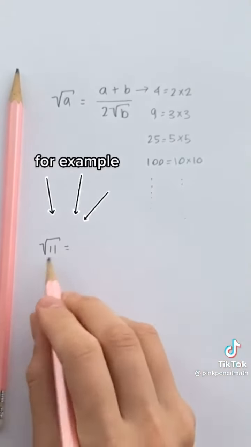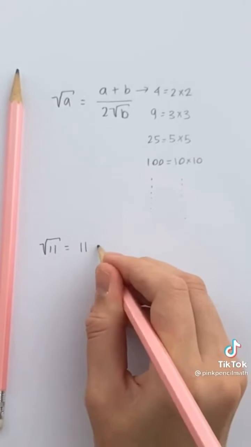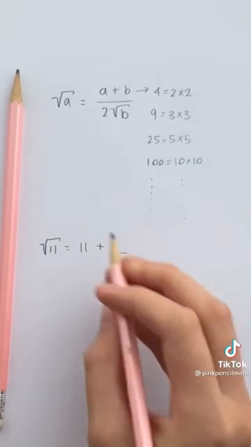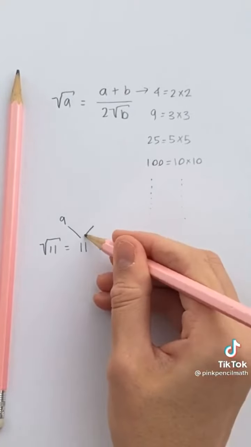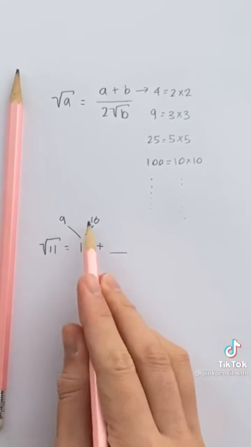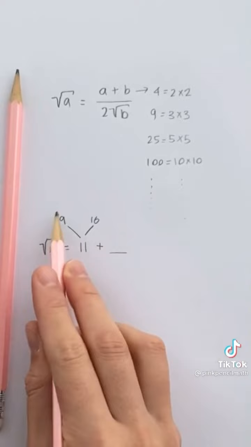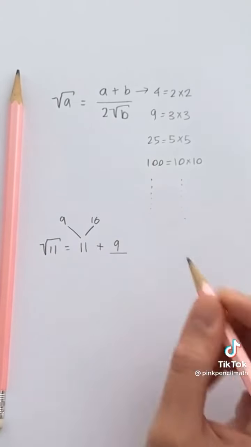So let's give it a try and find the square root of 11. First let's copy down 11, and now what is the closest perfectly squared number? 9, which is 3 times 3, is pretty close, but so is 16, which is 4 times 4. So which one is 11 closer to? Well, it's a little bit closer to 9, so let's write down 11 plus 9.